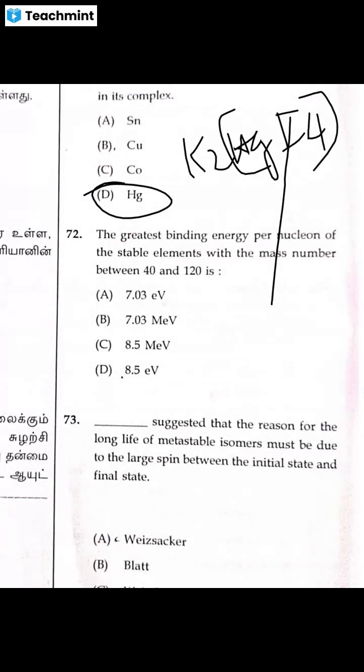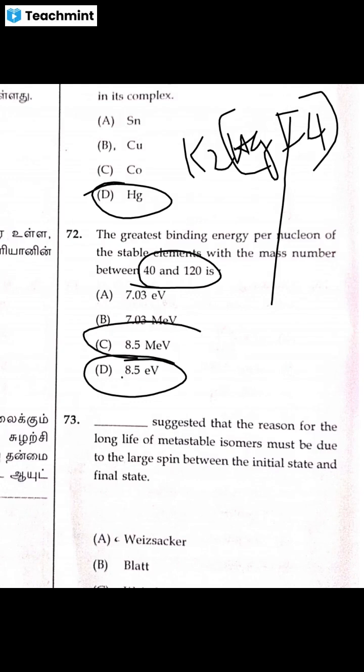And the greatest binding energy per nucleon of the stable elements with mass number between 40 to 120. Okay, 40 to 120, that is the belt of stability, from the nuclear chemistry chapter. That is 8.5 milli electron volt, not electron volt, 8.5 milli electron volt. Okay, this is the answer. One second, look carefully. Check 8.5 milli electron volt.